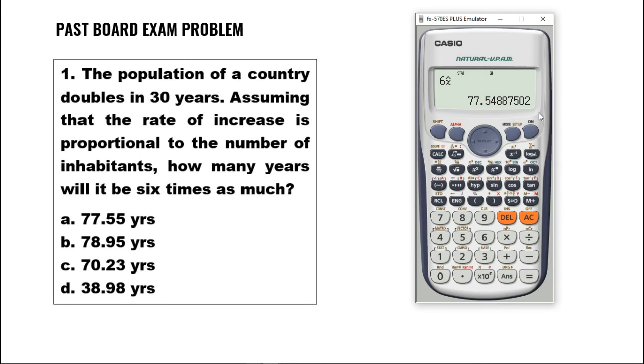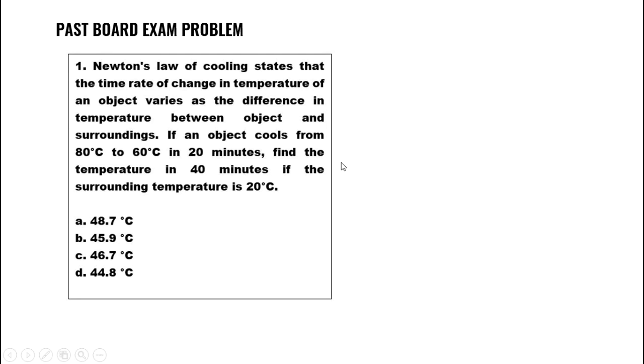Now, let's proceed, guys, to our next problem. Here, guys, we move on to Newton's law of cooling.